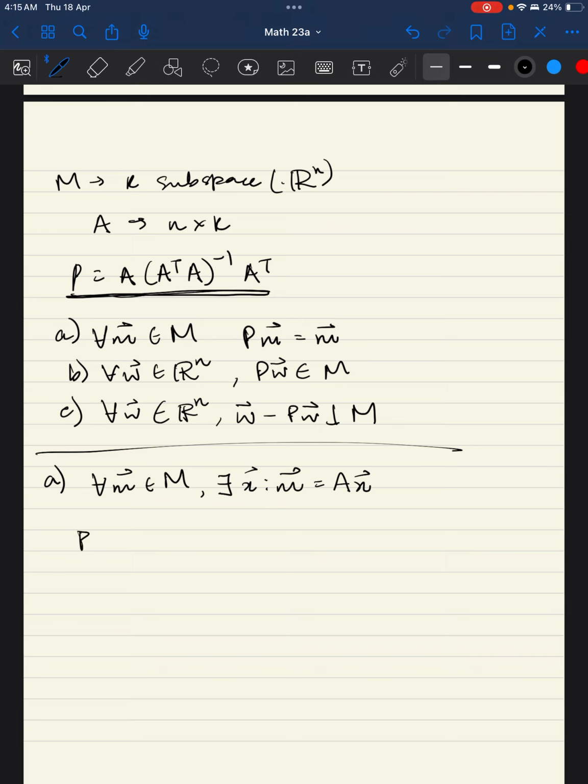Then it must mean that P m is equal to, we're just going to use the projection matrix formula, A (A^T A)^{-1} A^T A x, which is equal to A I_k x, which is equal to Ax, which is equal to m.